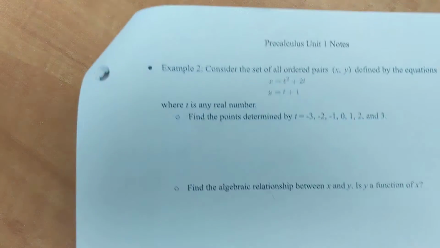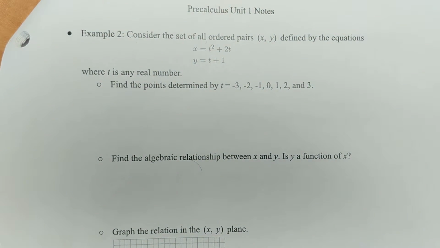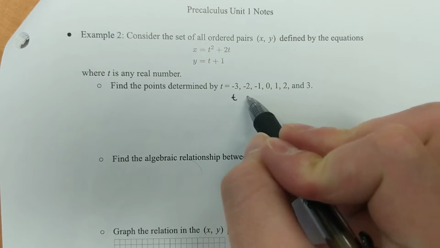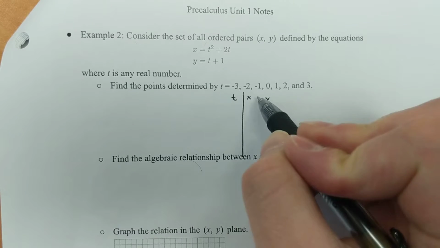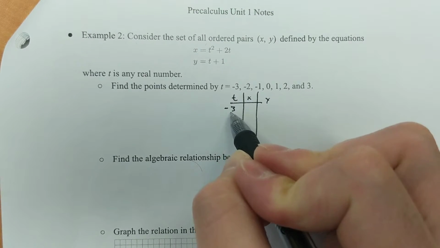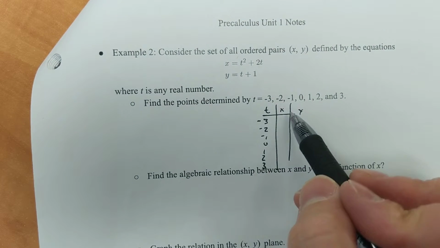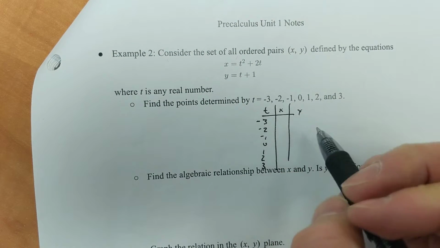All right, example 2. These are the same things, except we flipped the x and the y equations. So t, x, y. So -3, -2, -1, 0, 1, 2, 3. Now I'm going to cheat and look at my previous column. The x column is the y equation, so it's going to be the same thing again.